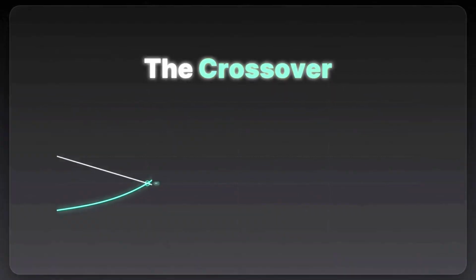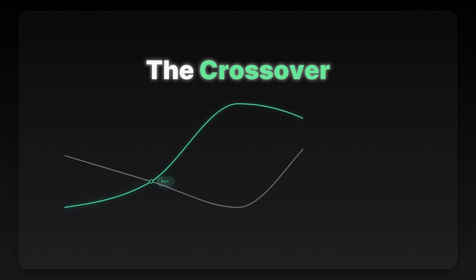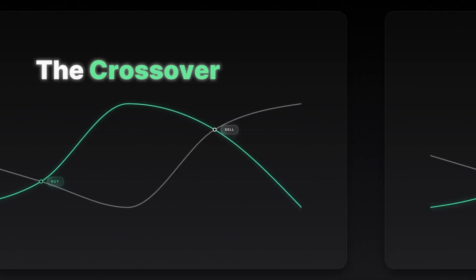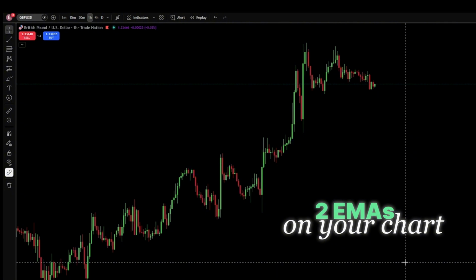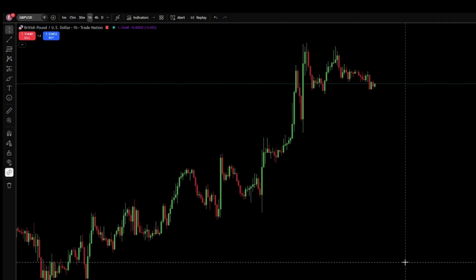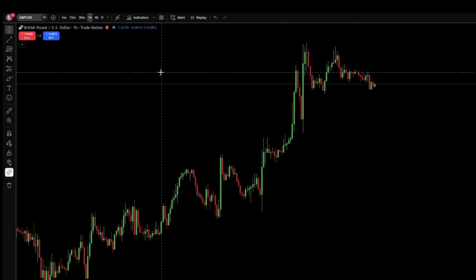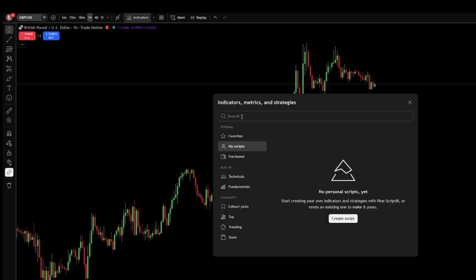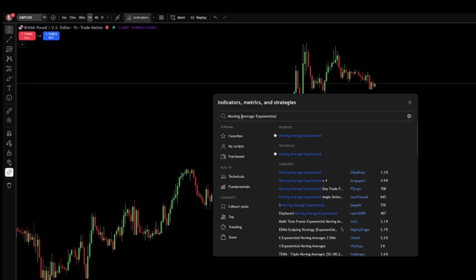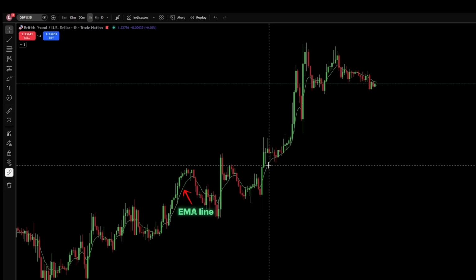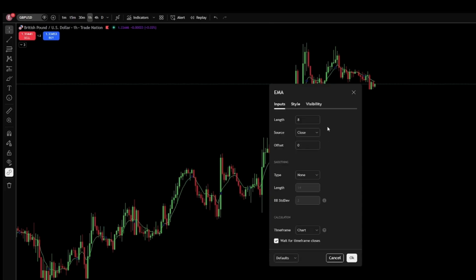Now let's talk about a strategy that almost everybody knows about, the crossover. For the crossover strategy to work properly, you'll need to have two EMAs present on your chart. So this is how you set them up on TradingView. At the top of your screen, you'll see indicators. Click it. And on the search bar, search for moving average exponential. Click it, and it will appear on your screen. Now you'll need two of these moving averages. Double click on the line, and the settings will pop up.